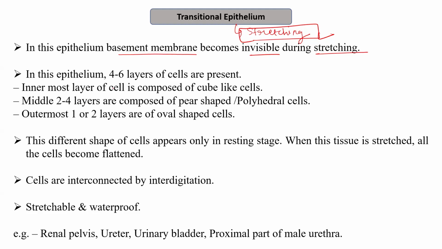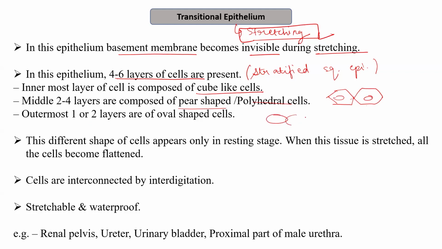In this epithelium, 4 to 6 layers of cells are present. So it is again a kind of stratified epithelium, since it is a layered one. The innermost layer of cells is composed of tube-like cells, and the middle 2 to 4 layers consist of pear-shaped cells or polyhedral cells. So the middle layers consist of polyhedral cells, and the outermost 1 or 2 layers are oval-shaped cells.